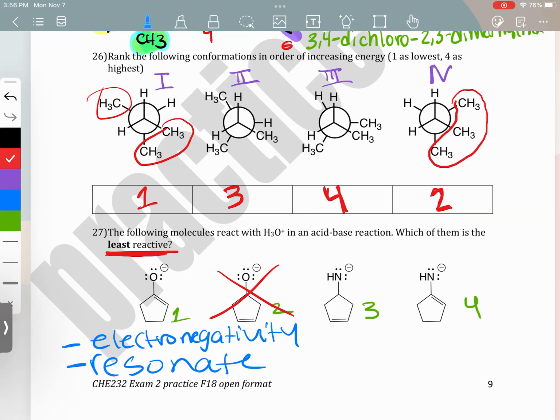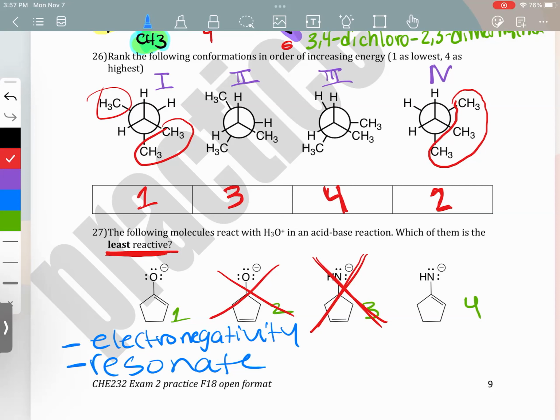What else can we eliminate? And you eliminate 3 because you can't resonate either, and we're working with nitrogen. That's the least electronegative, so it is very reactive. For this question, we're looking for the least reactive. So 3 is out of the question. Now we're between 1 and 4. Between these 2, which one is the least reactive?